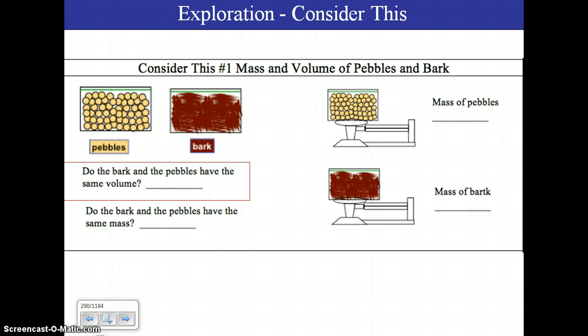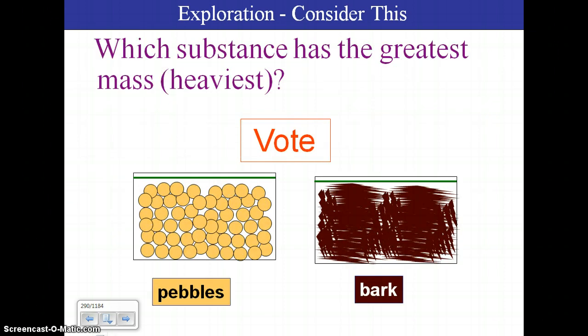So we've taken care of one part of what we said density is, volume. What's the other part of density? Very good, it's mass. So our next thing to establish is whether or not we think one of these has a greater mass than the other, or do they have the same mass? I want you to take both bags, and I want you to decide which one feels heavier.